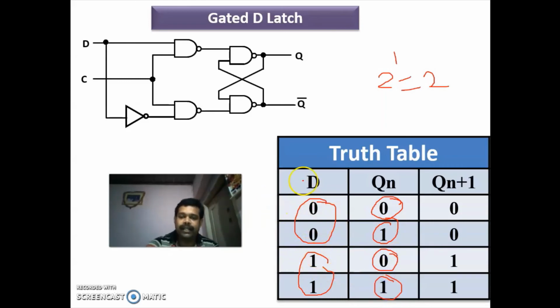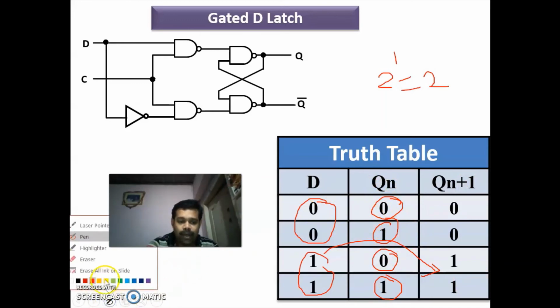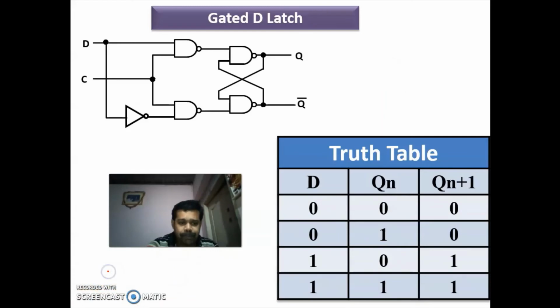In D flip flop or D latch, what you have to remember is that the value of D will be copied to Q of n plus 1. Whatever you have in the D input will be copied to Q of n plus 1, irrespective of the present state Q of n. So while drawing the truth table, remember that whatever you have in D will be copied to Q of n plus 1.